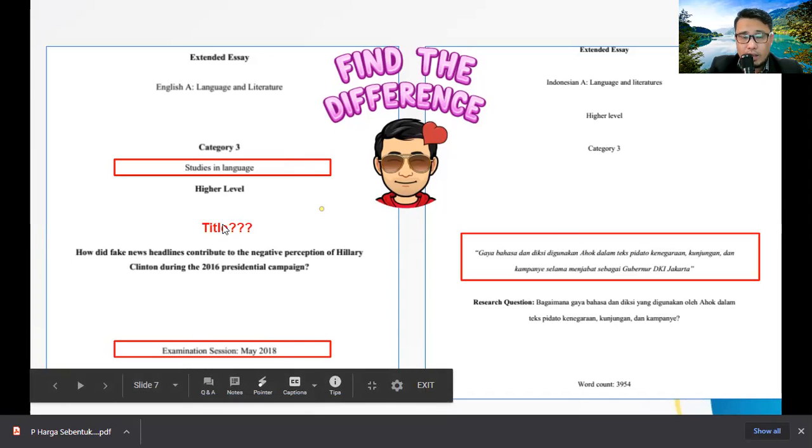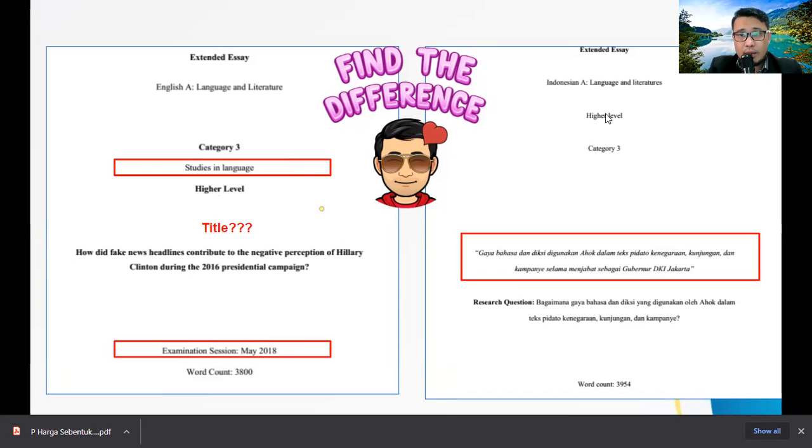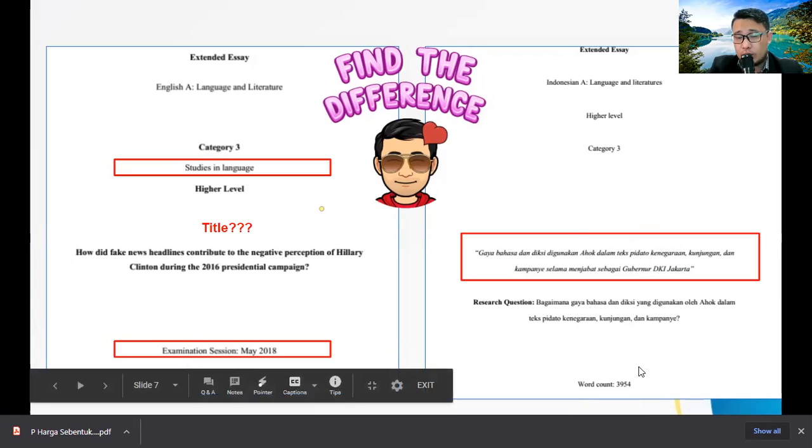And the other thing, the one that is missing on the left side, is that there's no title or topic mentioned. So it is supposed to be there. This is a must. Okay, here it is complete. There's a subject and category. The minus, the one that is missing here, is only the detail or the explanation of Category 3, while the topic is mentioned. There is the research question and also the word count.